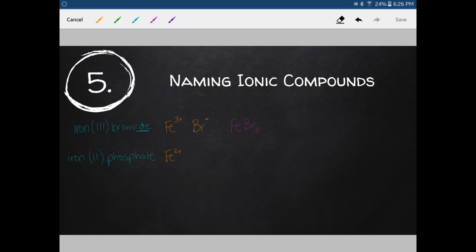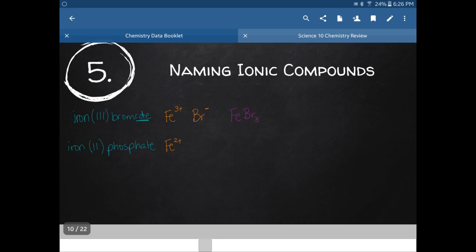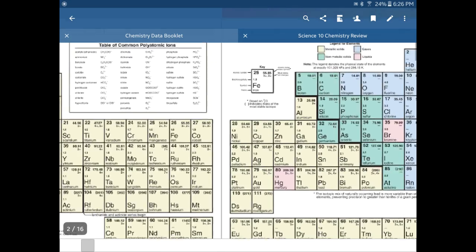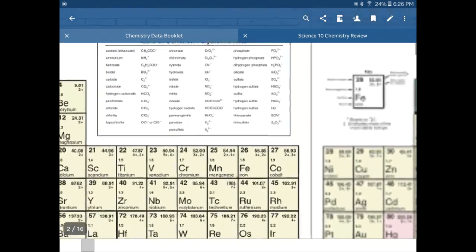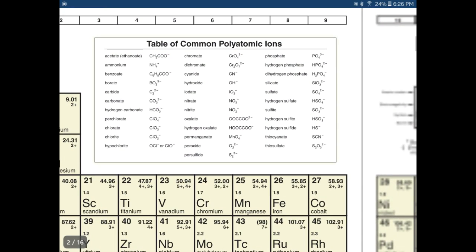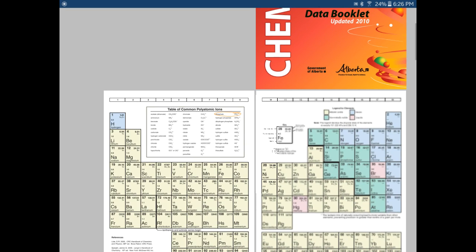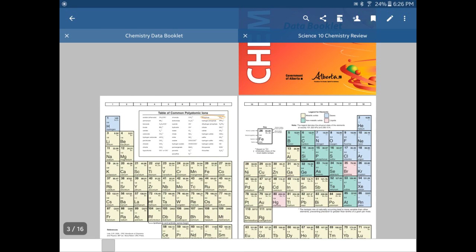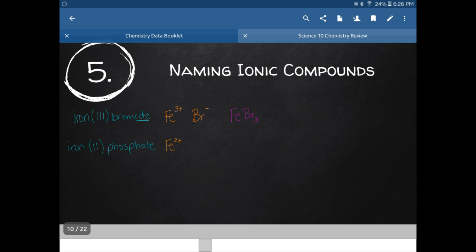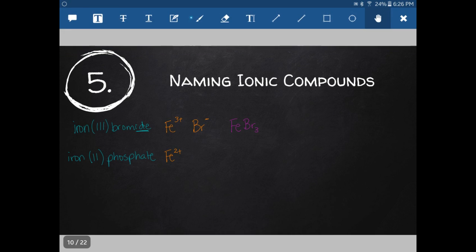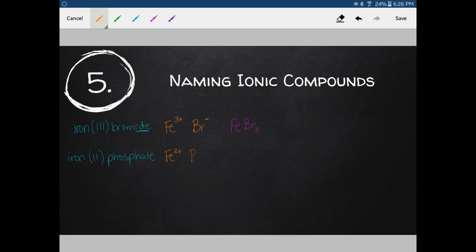So when I jump over to my polyatomic ions on my periodic table, or my data booklet here, okay, so here's my periodic table. If I zoom into my polyatomic ions, I'll let that get a little clearer. And I look for phosphate. So once I find phosphate on my table of polyatomic ions, I see that it's PO4 3-. So if I jump back over to my lesson, I know that it's PO4 3-.